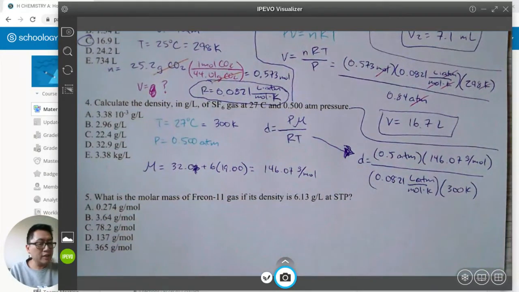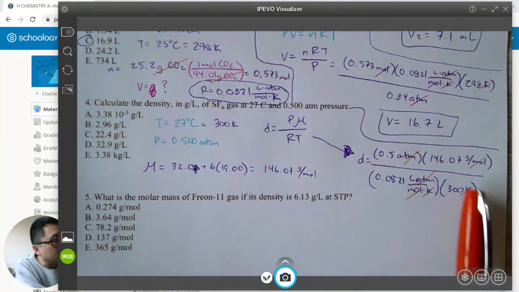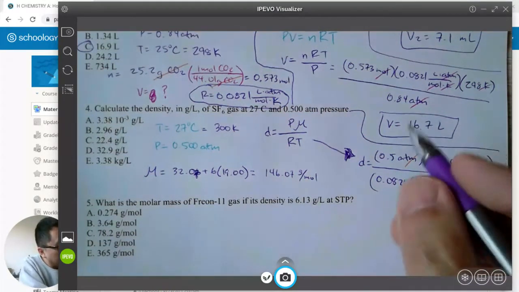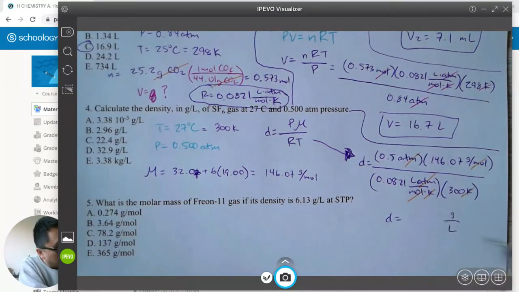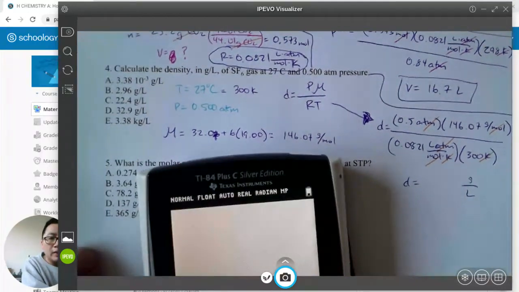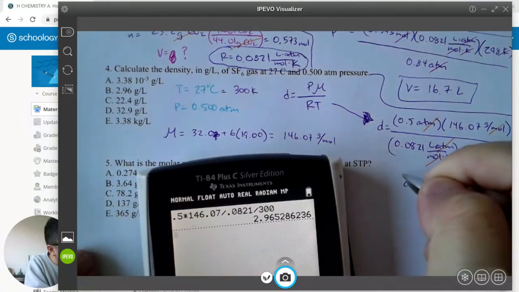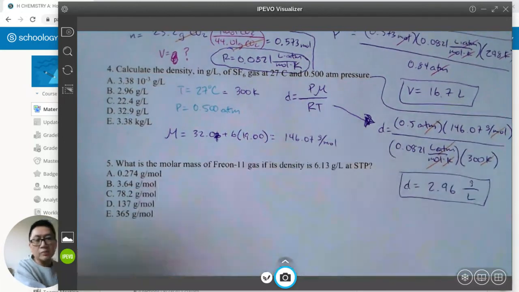Notice some of these units cancel out. Kelvins and kelvins cancel. Moles and moles cancel. Atmospheres and atmospheres cancel. The only thing that doesn't cancel, grams over liters. So what is the answer for this thing? You need to plug in a calculator. It will be whatever 0.5 times 146.07 divided by 0.0821 and 300 is, and I got 2.96. Oh, good. That's one of the choices. 2.96 grams per liter.